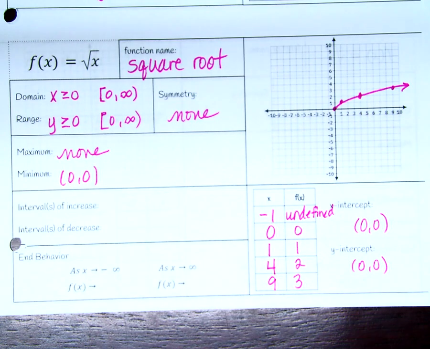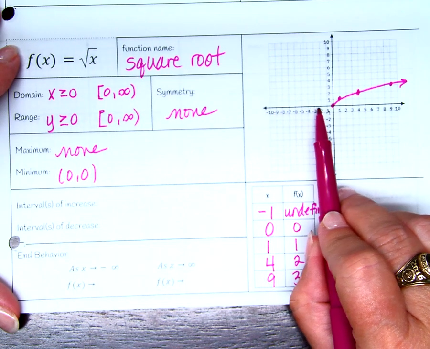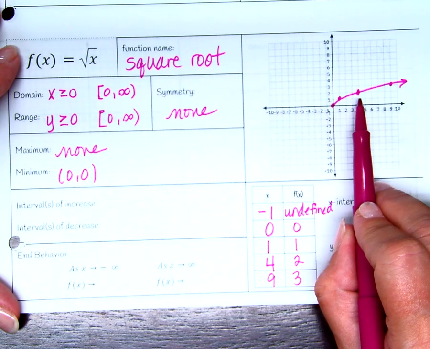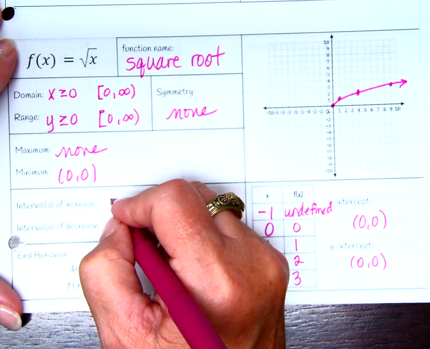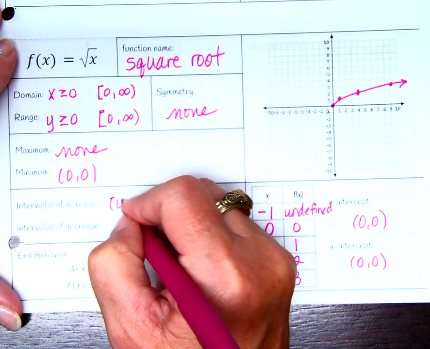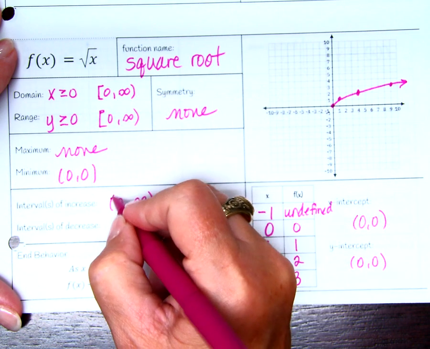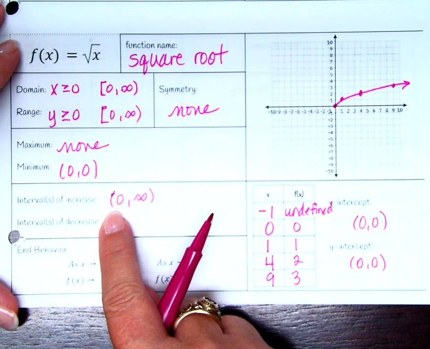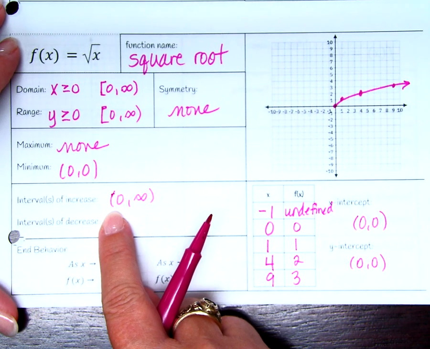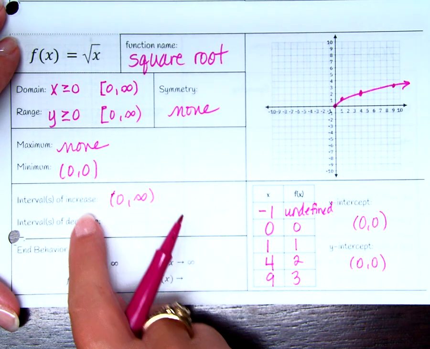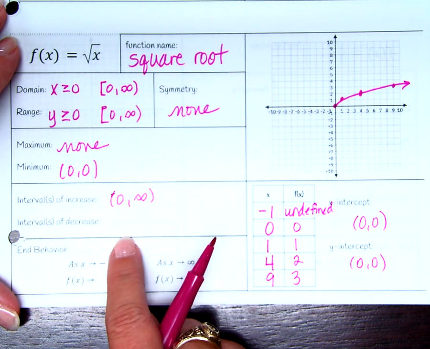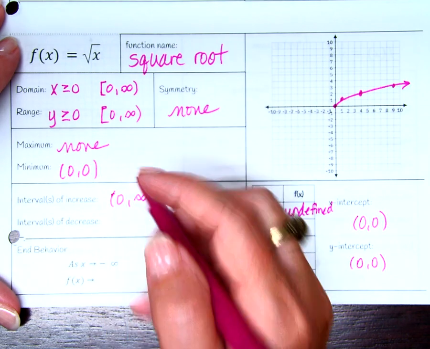Where is it increasing? As I move from left to right across the page, where is it increasing? So starting at 0, right? So from 0 to infinity. Remember, that's a parentheses because we don't increase at a point, right? Okay. Where is it decreasing then? If it's increasing over the whole domain, where is there left to decrease? Nowhere. Correct. Good job.